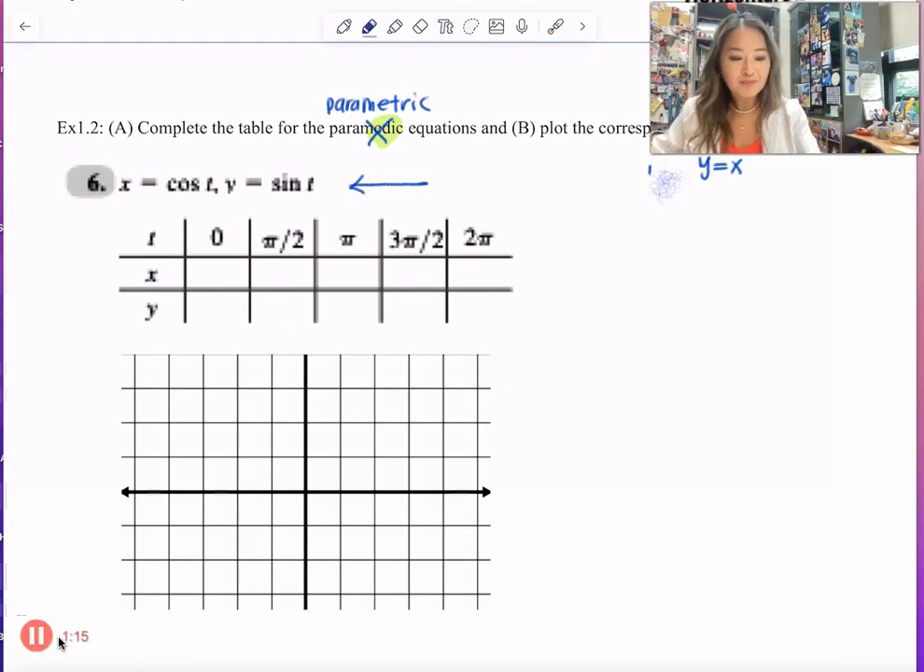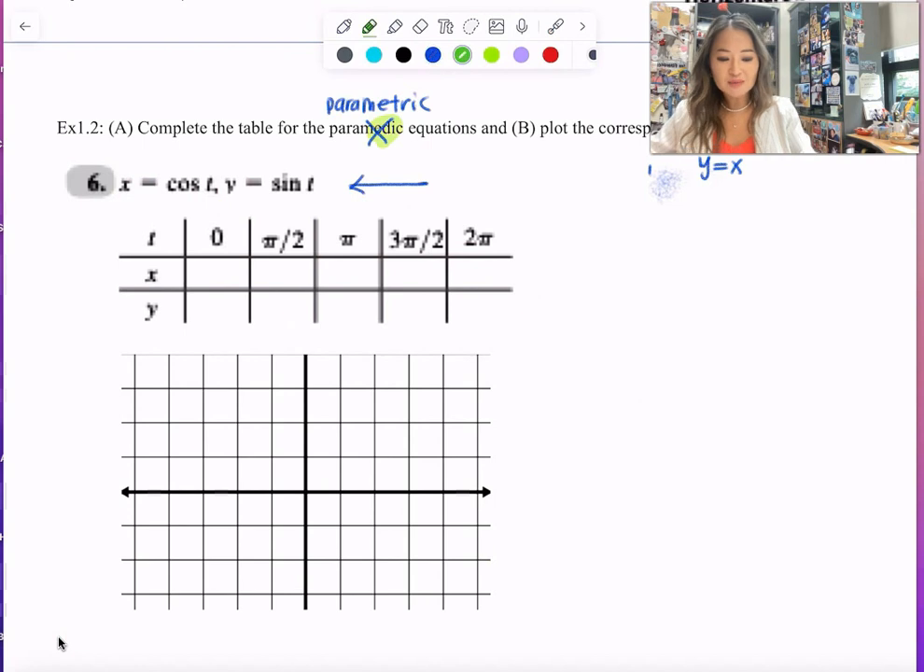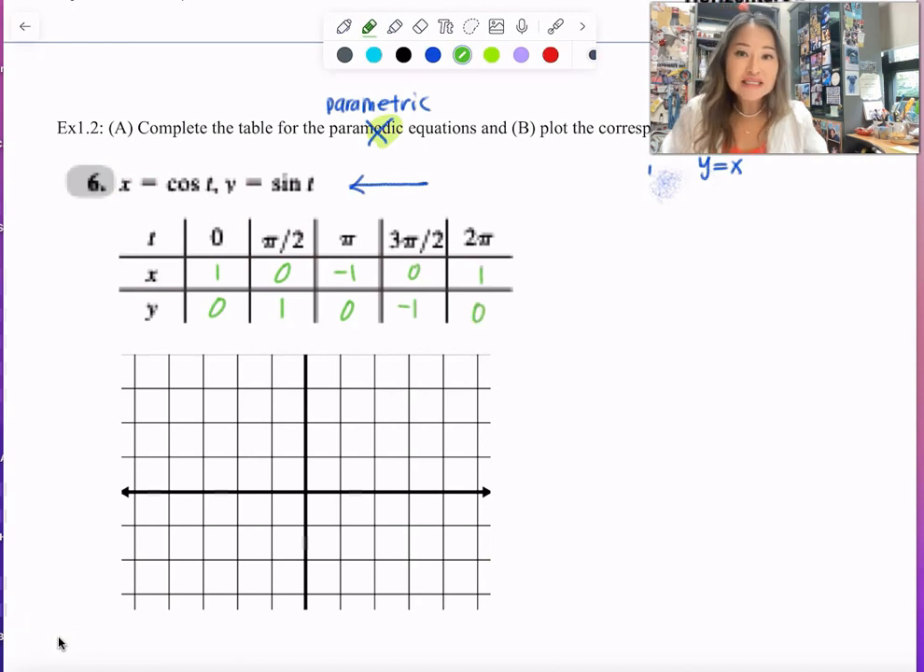Okay, welcome back. So, did you get something like this? When I plug in 0 into cosine of t, I get 1. When I plug in 0 into sine of t, sine of 0 is 0. All right, so did you get pi over 2? Cosine of pi over 2 is 0. Sine of pi over 2 is 1. I got for pi, negative 1, 0, and for 3 pi over 2, 0, negative 1, and for 2 pi, 1, 0. Is that what you got?